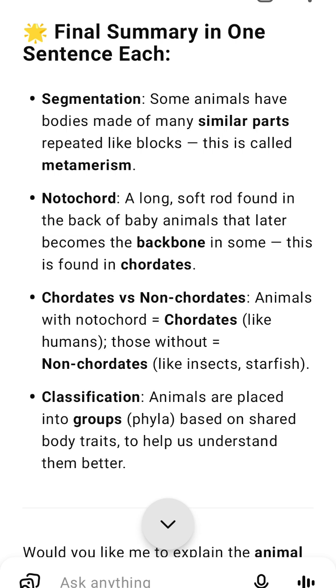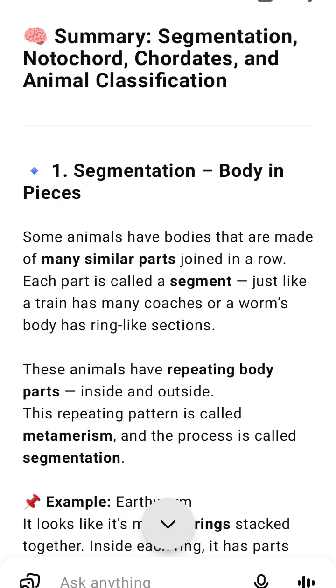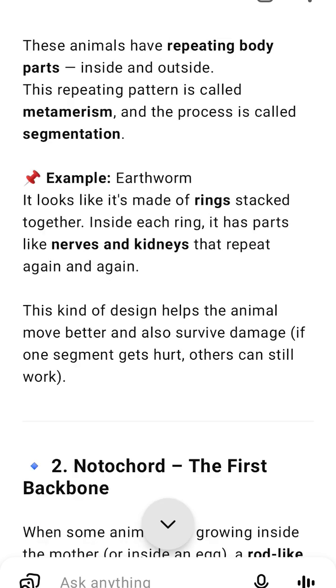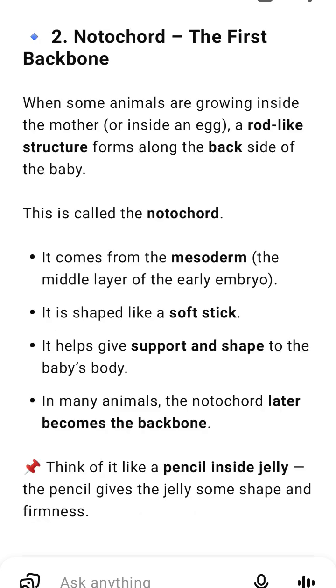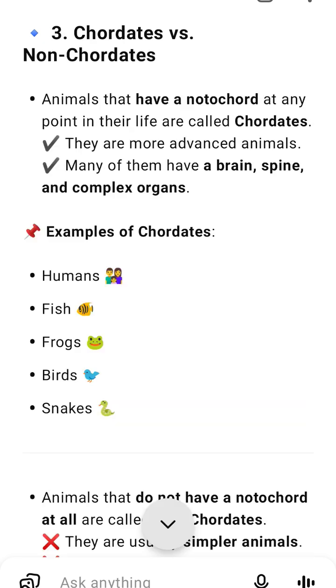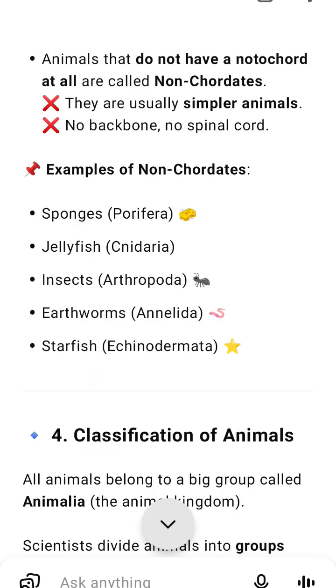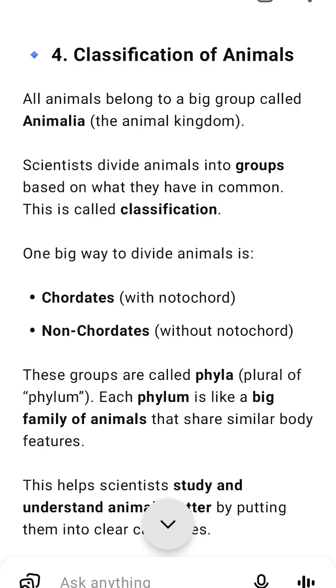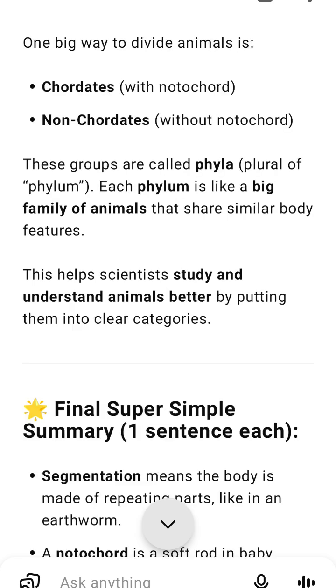Classification of animals. All animals belong to a big group called Animalia, the animal kingdom. Scientists divide animals into groups based on what they have in common. This is called classification. One big way to divide animals is chordates with notochord, non-chordates without notochord. These groups are called phyla, plural of phylum. Each phylum is like a big family of animals that share similar body features. This helps scientists study and understand animals better by putting them into clear categories.